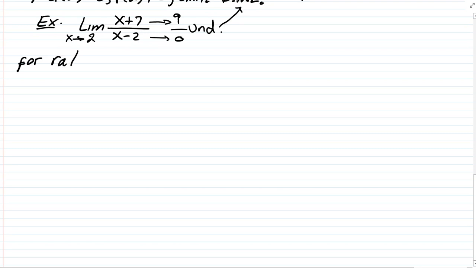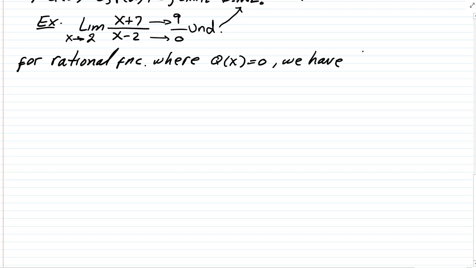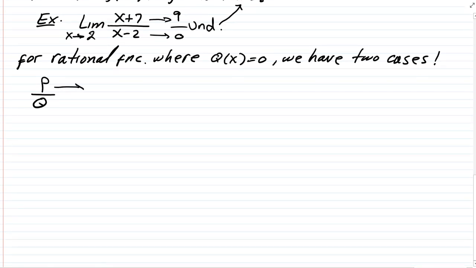So let me write what I just said here in more detail. Let's say for rational functions, where q of x is equal to 0, we have two cases. So what are the two cases? Now we have p over q, right? In this case, p does not approach 0 but q approaches 0. So that's the first case, which is the one I just mentioned.